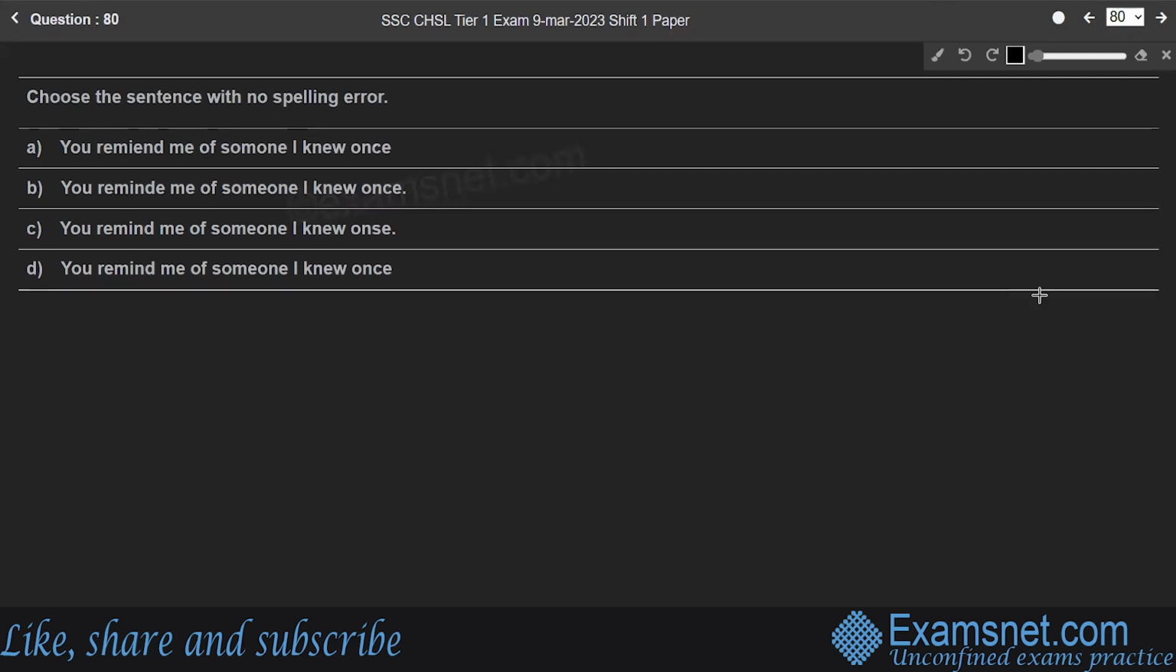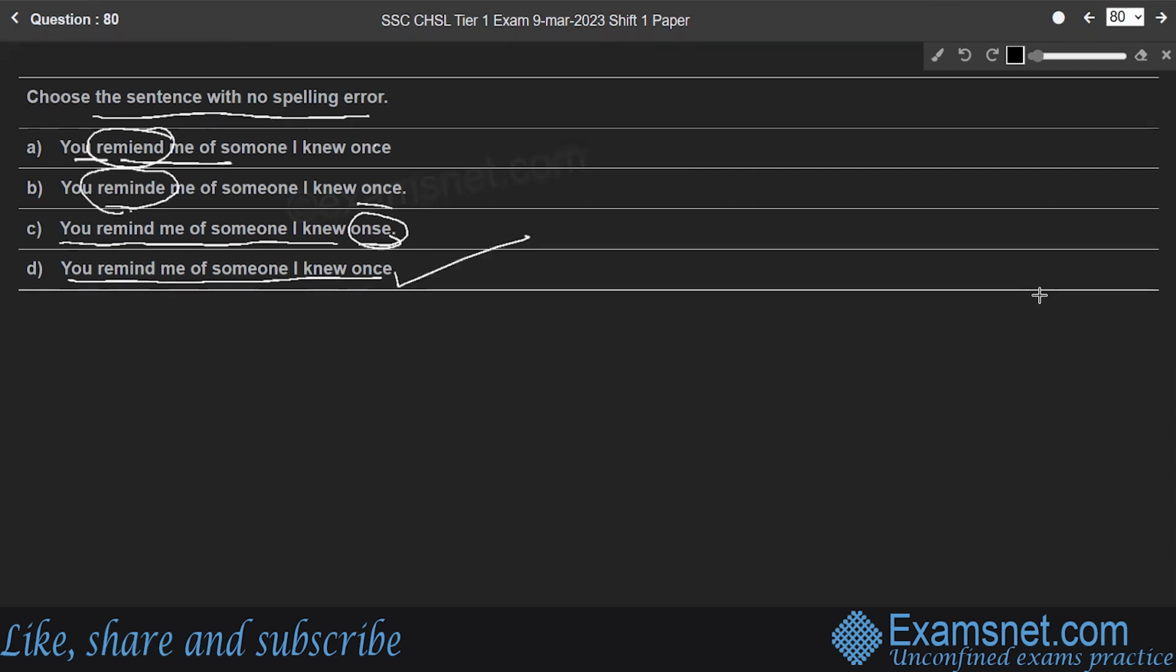Question 80. Choose the sentence with no spelling error. Option A, you remind me of. Here, this remind spelling is wrong, right? Whereas the second one, you remind, again, remind spelling is wrong. Whereas option C, you remind me of someone I knew once. Once spelling is wrong. Whereas in option D, you remind me of someone I knew once. Option D is the correct answer. There is no spelling error. Option D.